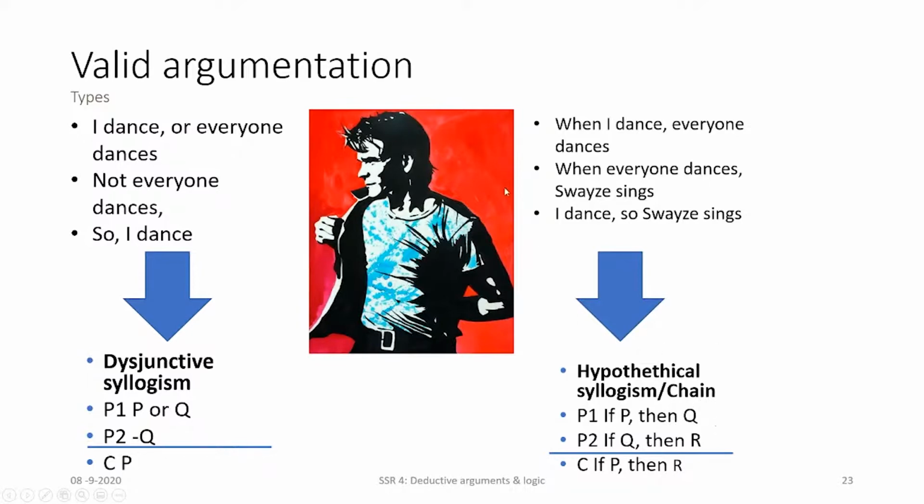All right. An example would be, when I dance, everyone dances. When everyone dances, Swayze sings. I dance, so Swayze sings. Logically holds. If P1 and P2 are true, the conclusion would have to hold as well. Again, you can clearly see what I meant with the fact that it's a safe inference, right? You can clearly see that all information in the conclusion is included in the premises as well.